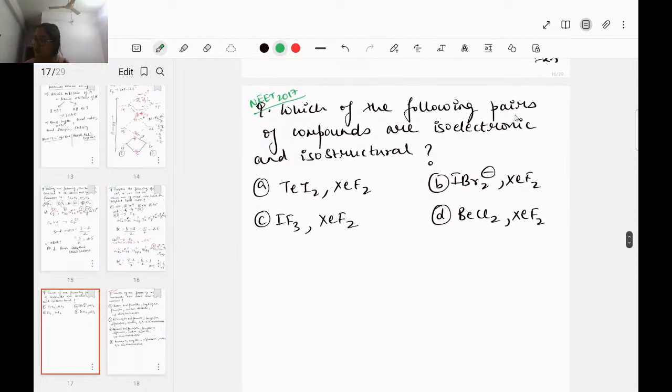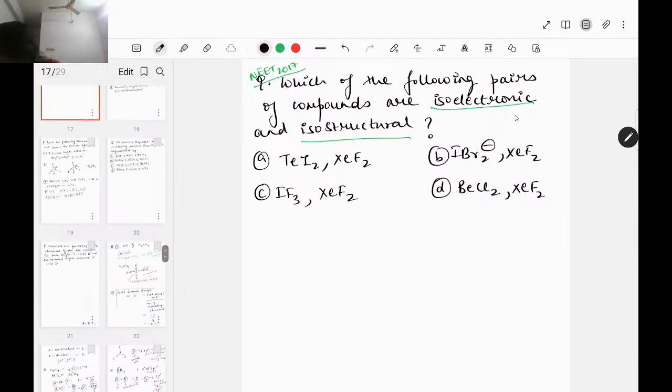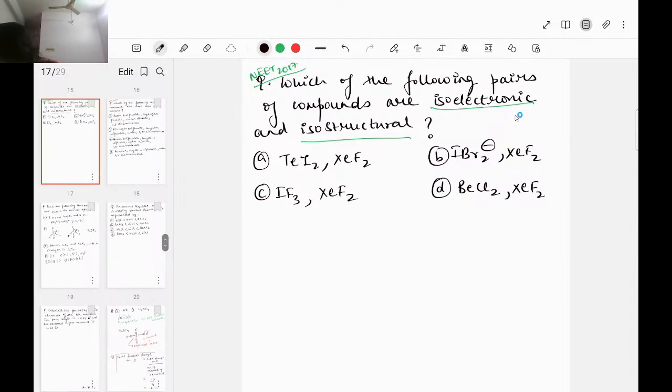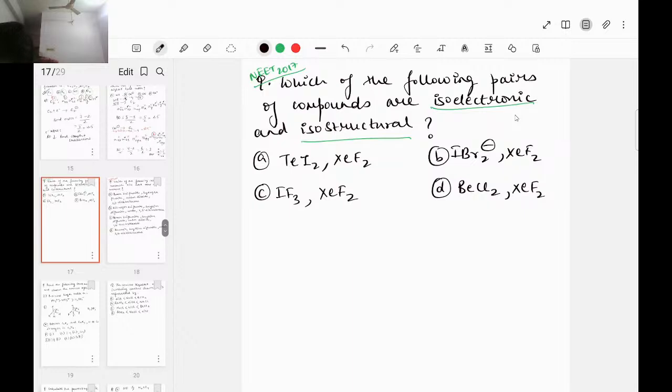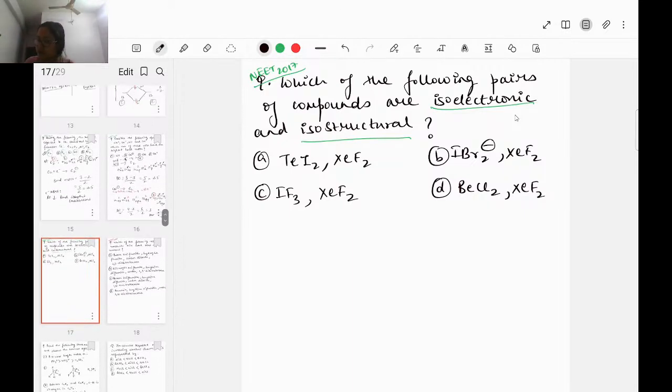Okay, this also came. Now which of the following pairs of compounds are isoelectronic and isostructural? So isoelectronic means same number of electrons and isostructural means same structure. Okay, let us find out. We have discussed this before as well. Okay, just a minute. Yeah. So we had discussed this before. So I'm just telling you how to find out the answer.